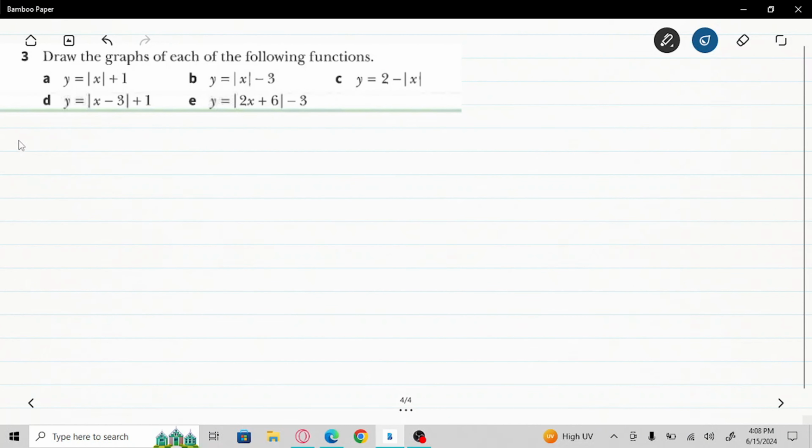Okay, so for question number 3a, y is equal to modulus of x plus 1. Before I start solving this question, I need to emphasize that whenever you read any question, whether it's in a practice or in an exam, you underline the important points of the question itself, and that allows you to concentrate on what is asked more specifically.